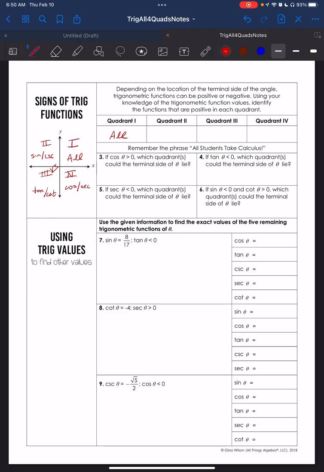So in quadrant 1, all are positive. In quadrant 2, only sine and cosecant. In quadrant 3, only tangent and cotangent. And in quadrant 4, only cosine and secant.